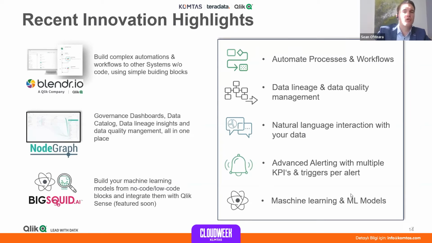Then we acquired NodeGraph. So NodeGraph is a governance tool. So you have governance dashboards. You have a data catalog we are integrating into the Qlik portfolio, which is not the old catalog, by the way. I have to really differentiate here. The old catalog is on-prem only. The Qlik SaaS catalog is integrated into the SaaS platform and available within the Qlik SaaS license. So it is not an add-on capability, it is integrated into the platform.